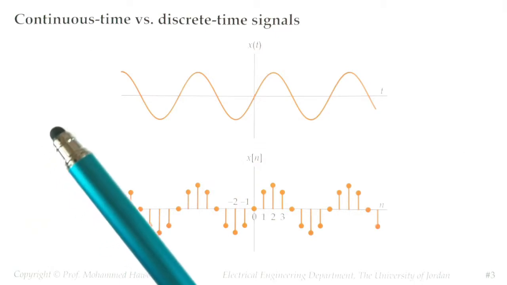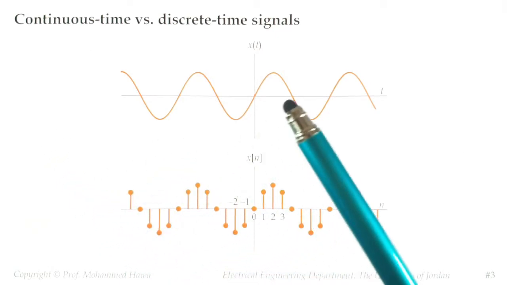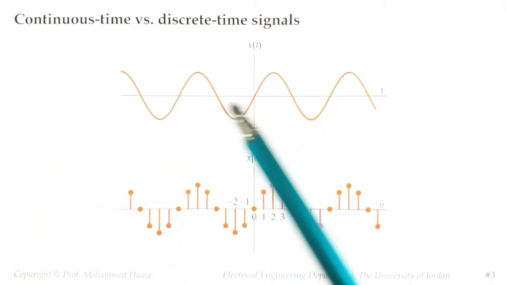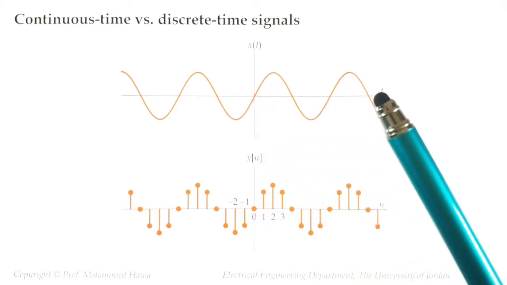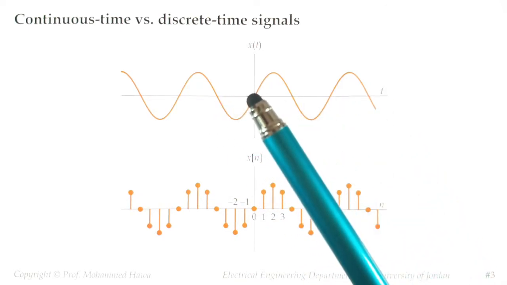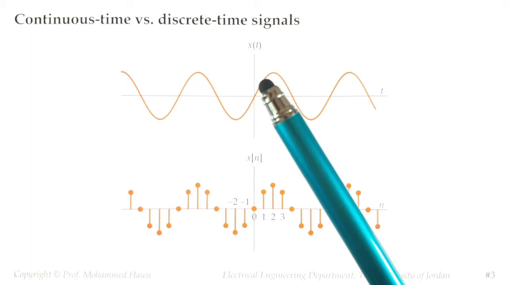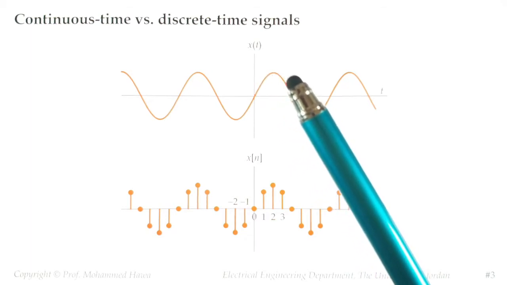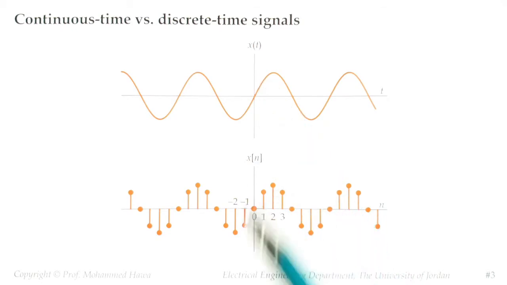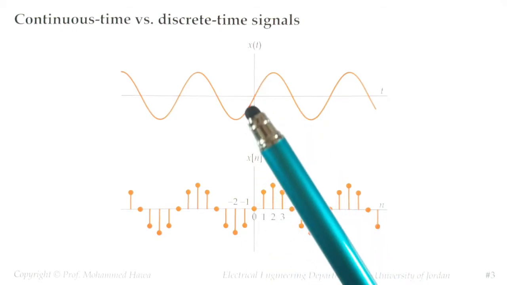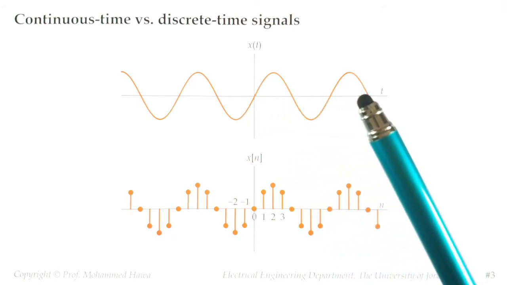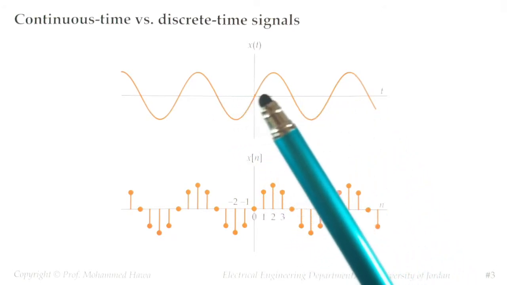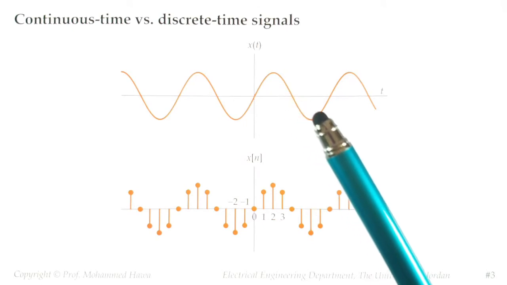For example, this sinusoidal signal is a continuous time signal. Notice that time here is continuous. So we have a value for x of t at 0 time. We have a value for x of t at 1 second, at 2 seconds, at 3 seconds, 4 seconds, maybe 1.1 seconds, maybe 3.5545 seconds, and so on. So for all instants of time in this continuous time axis, we have values for x of t.